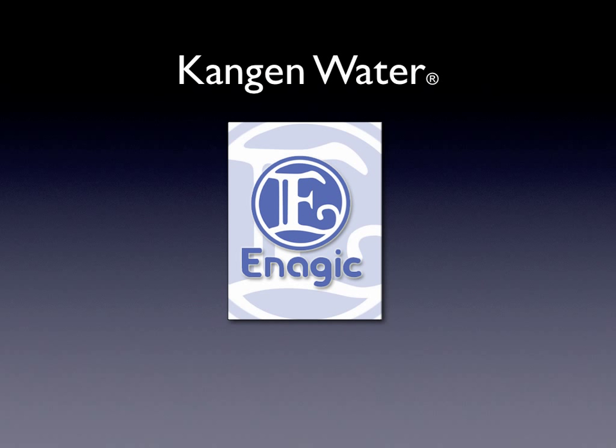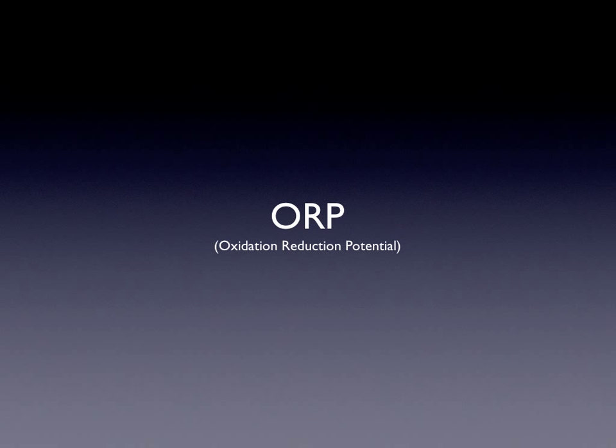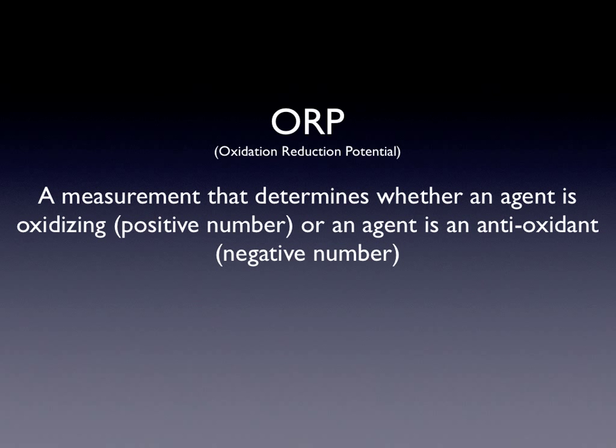Today we're going to talk about one of the properties of Kangen Water, and that is ORP, or Oxidation Reduction Potential. I promise you this will not be complicated. It will make sense. Just stay with me, and let's start getting into it. So ORP is a measurement that determines whether an agent is oxidizing or if an agent is an antioxidant.